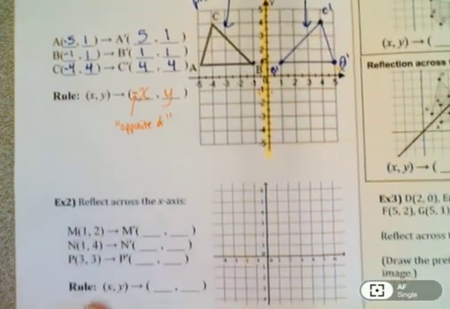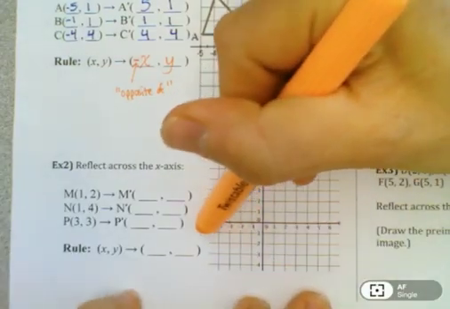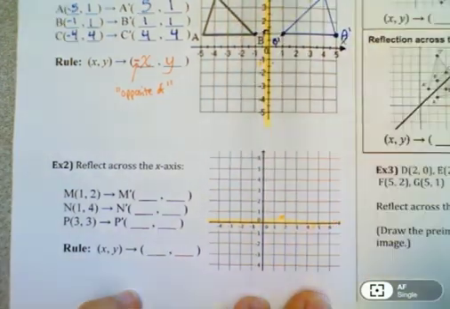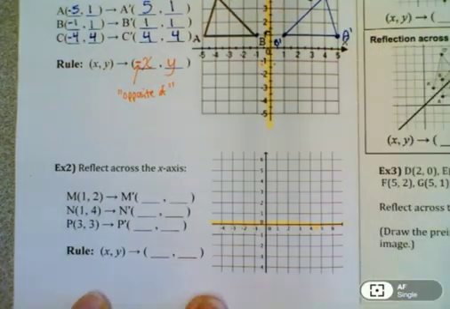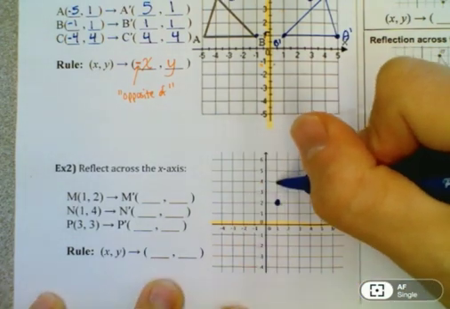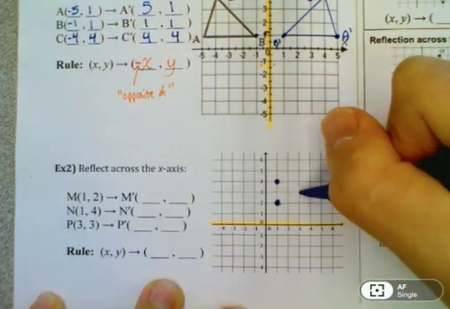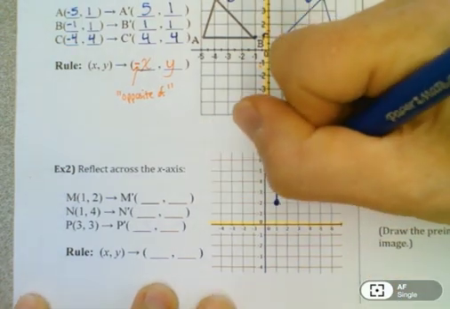Let's do example 2. This time we're going to reflect across the x-axis. So I'm going to highlight the x-axis. This time it's our horizontal axis right there. And this time I was given 3 points, so I'm going to go ahead and graph them. I have M, N, and P, and I'd like you to go ahead, graph them as well, and label your points.